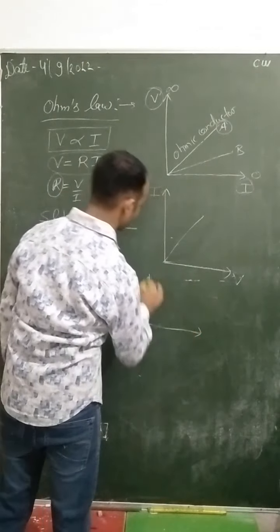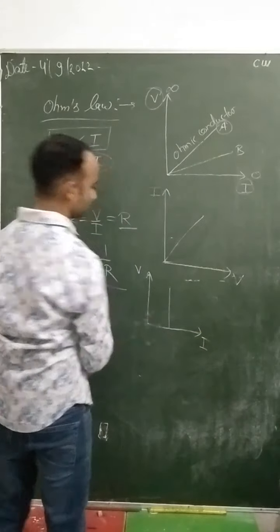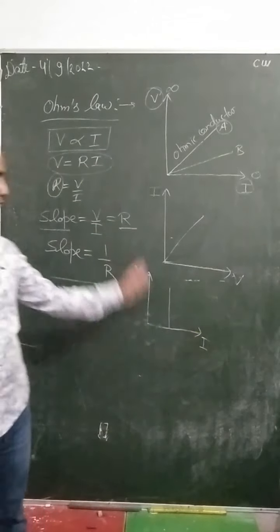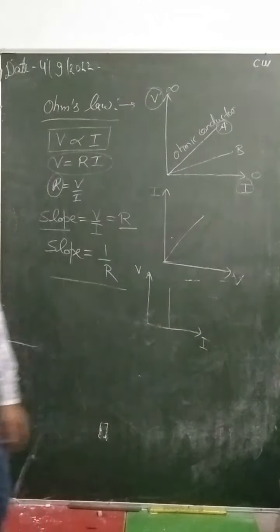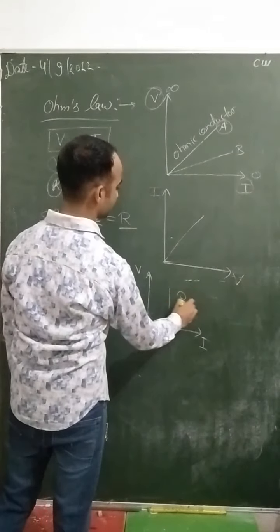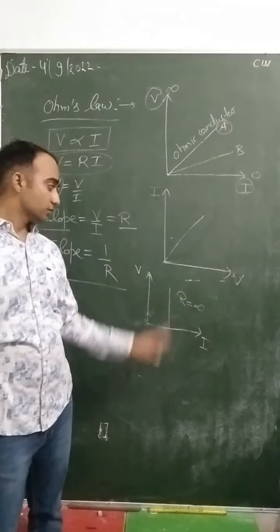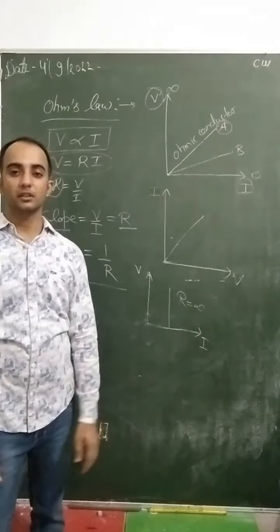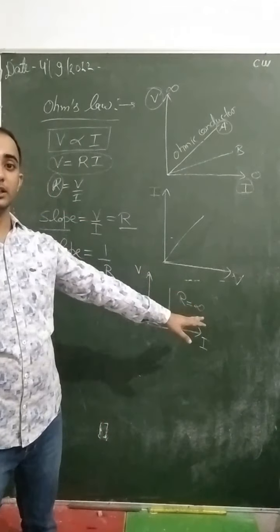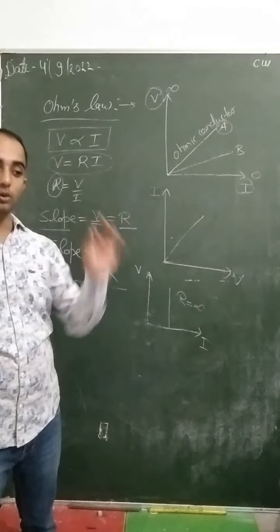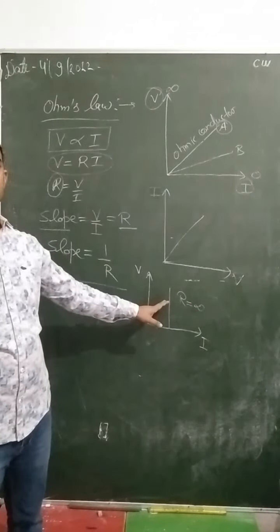Now suppose we take a graph for voltage and current and represent this as a straight line parallel to the y-axis. So its slope is infinite. So what is its resistance? Resistance will also be infinite. It means it is an ideal insulator, which will never allow the current to flow, because resistance is infinite. It will oppose the whole current. It will not allow even a little bit of current. So this is an ideal insulator.